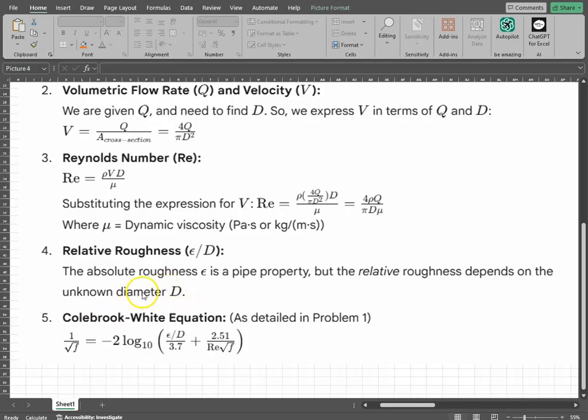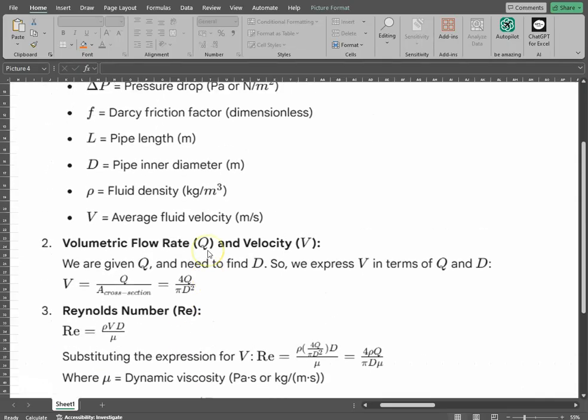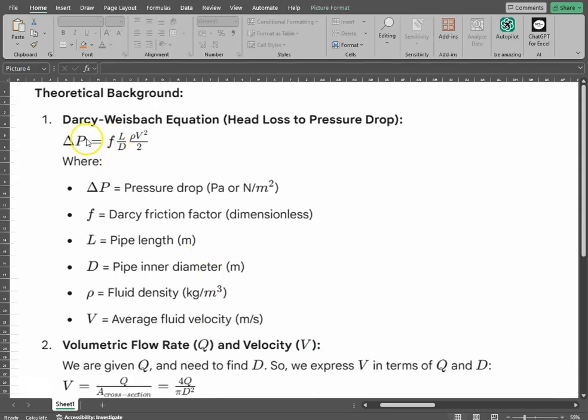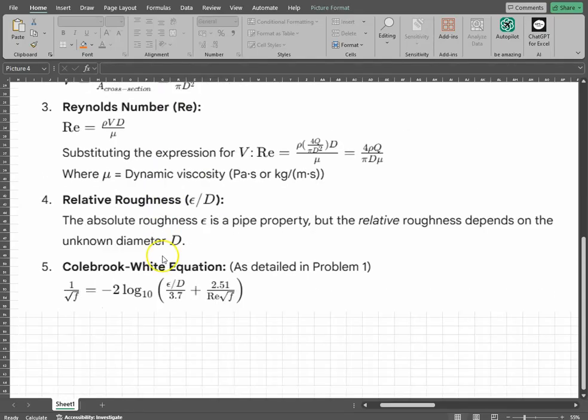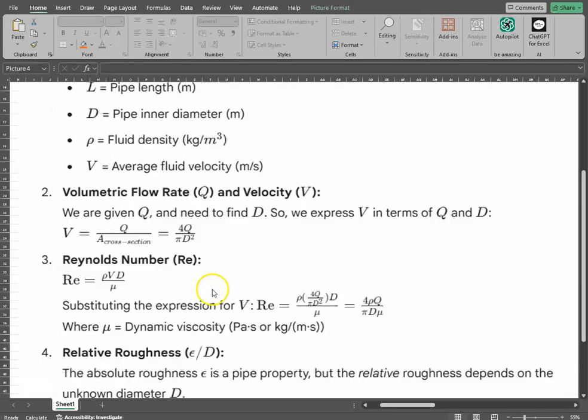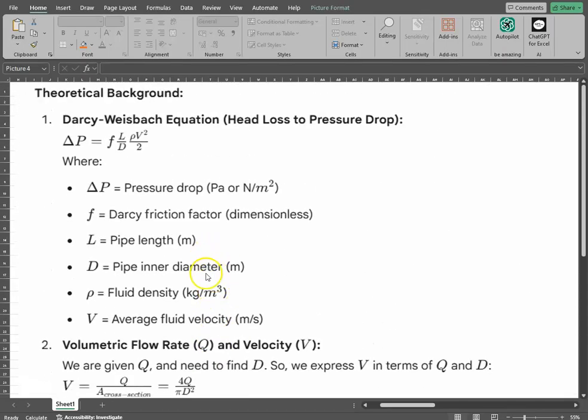Here we need to calculate f, since from it we calculate the pressure drop. For that we need this equation: 1 by root f equals minus 2 log 10 of epsilon by D divided by 3.7 plus 2.51 by Re root f. With this theoretical background we can solve the problem.